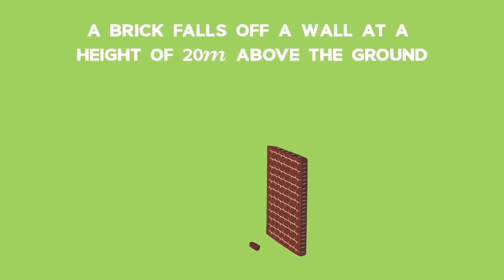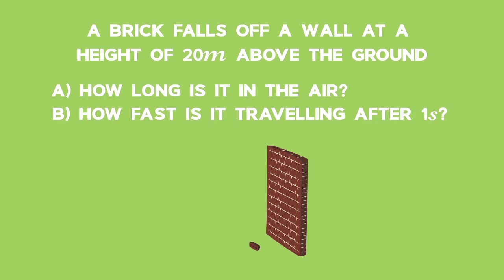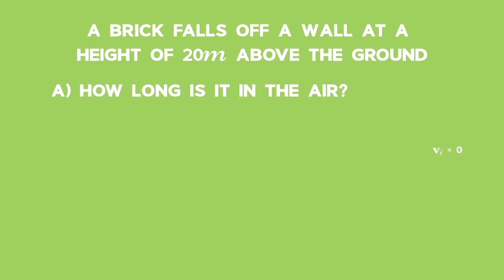Here is a typical example. A brick falls off the wall at a height of 20 meters above the ground. A. How long is it in the air? B. How fast is it traveling after 1 second? Let us take down to be positive. Maybe draw a downward arrow to show it. We know that the initial velocity is 0. The vertical displacement is positive 20 meters and gravity will be positive 9,8 meters per second squared.